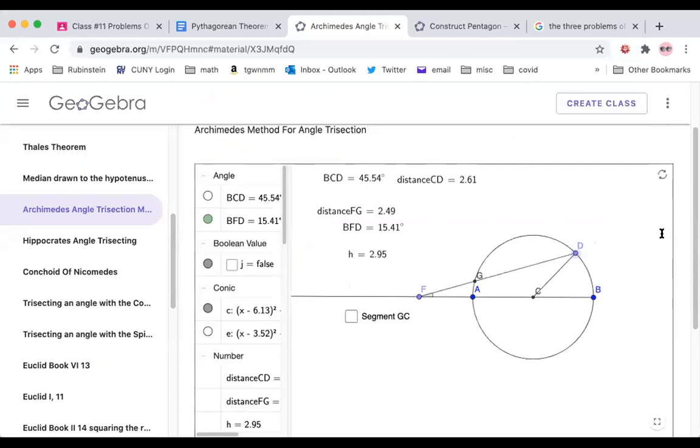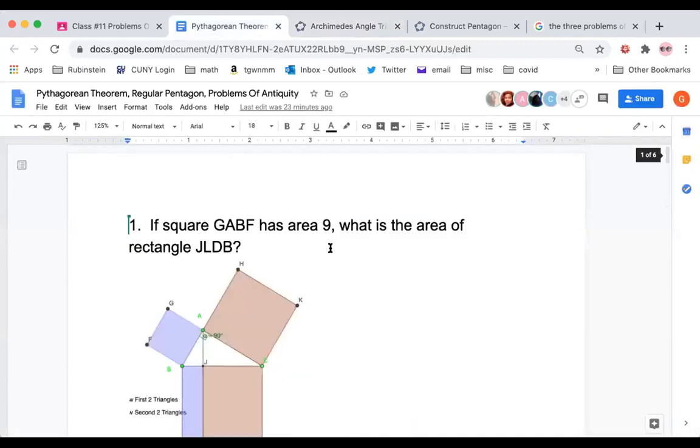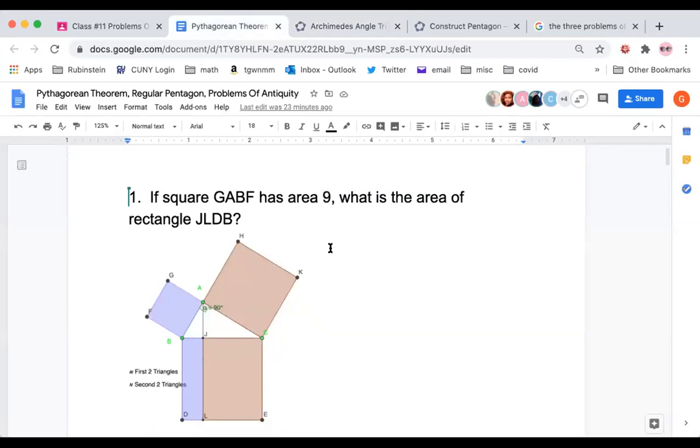This homework's much shorter, Cheryl Ann, you'll see. Because the way these questions are, it's like numerical answers. You'll see, in fact, if you look at the homework, literally look at question number 1 here. Let's do it together. Question 1: if square GABF has area of 9, what's the area of rectangle JLDB? All together now. That's right.